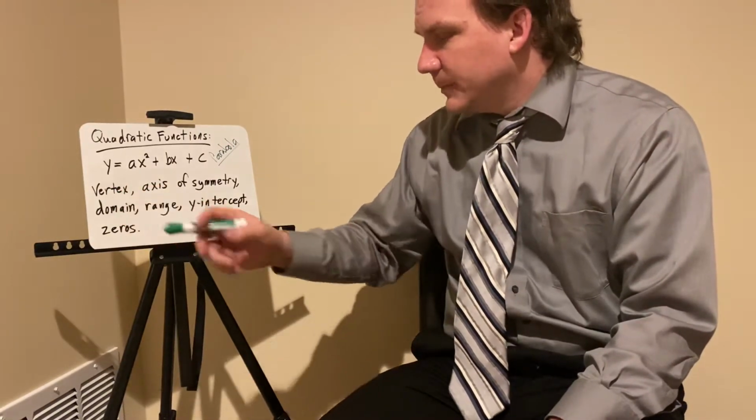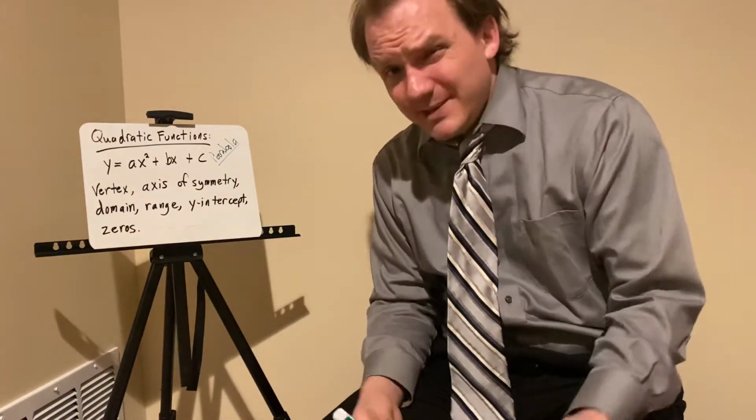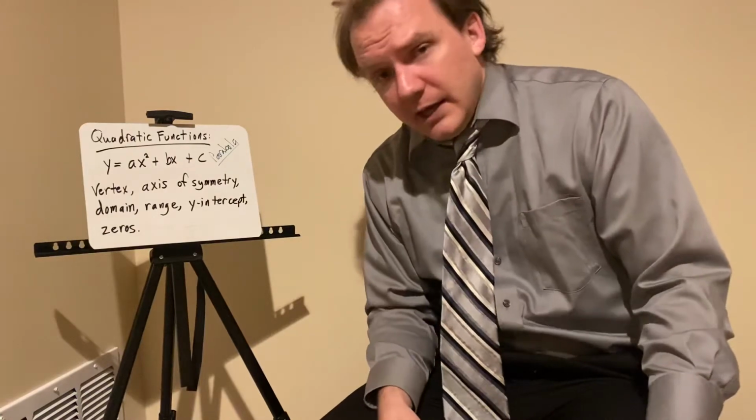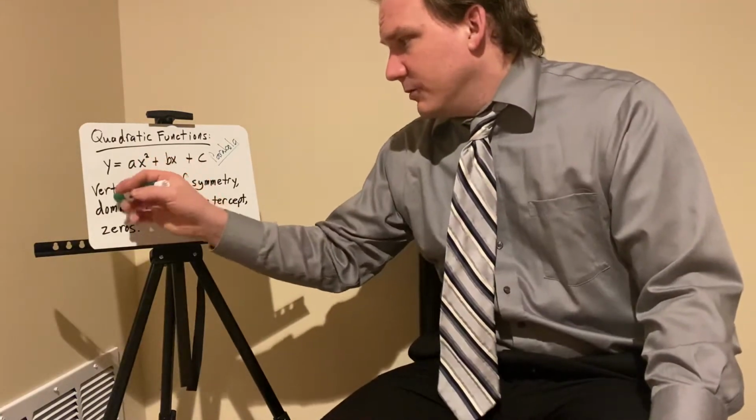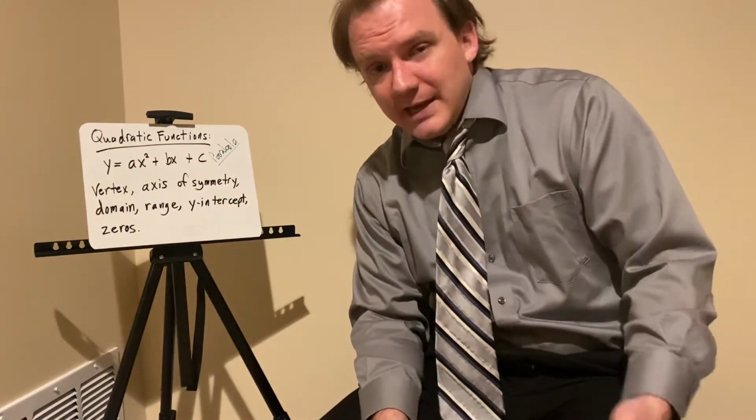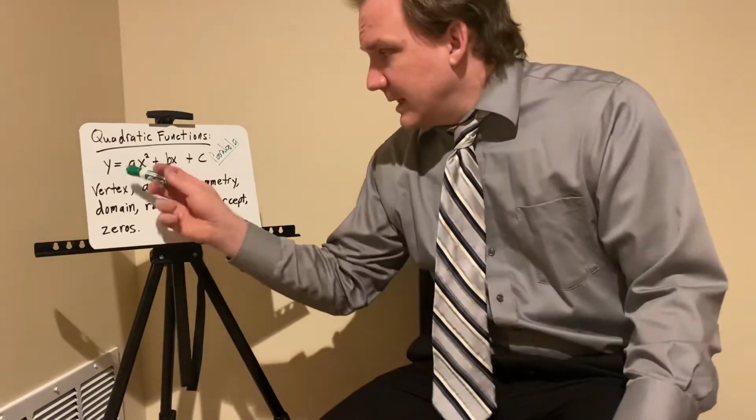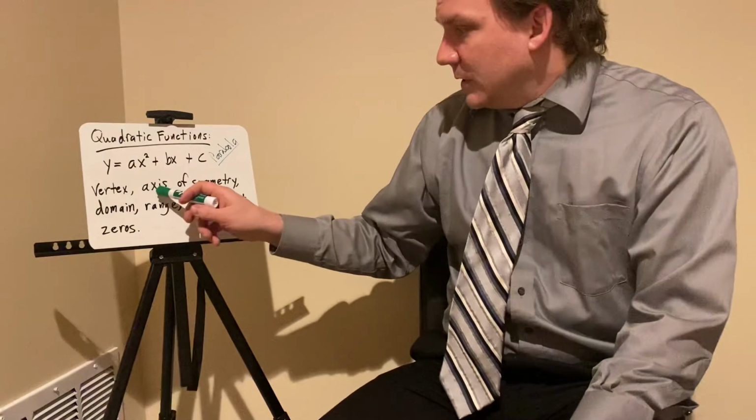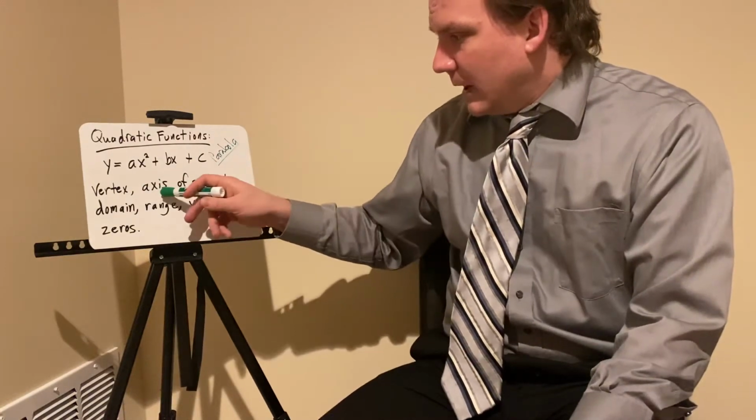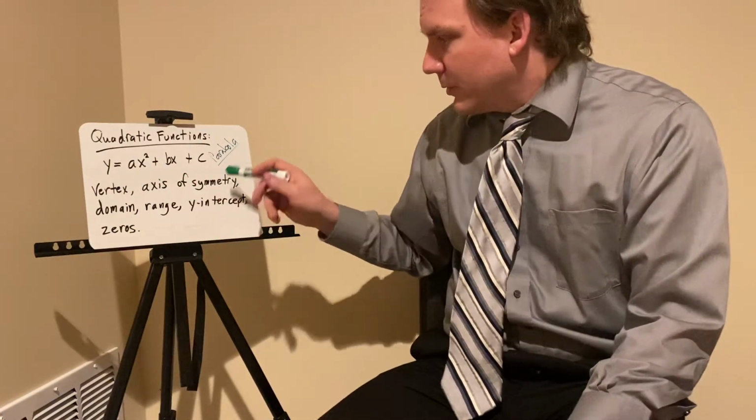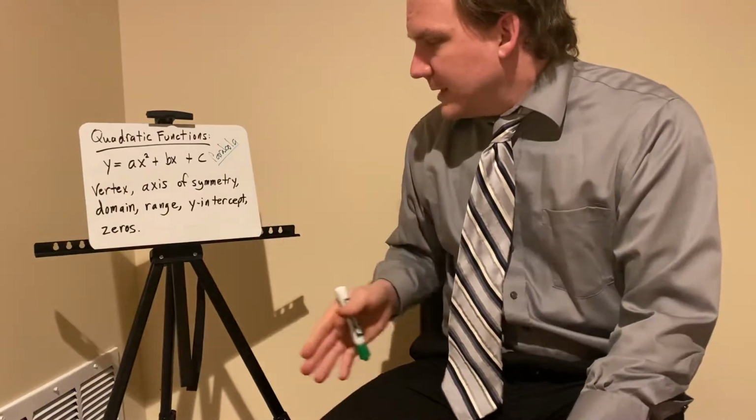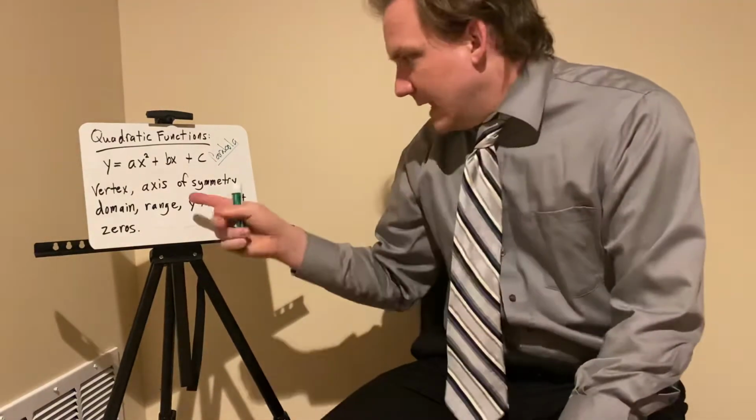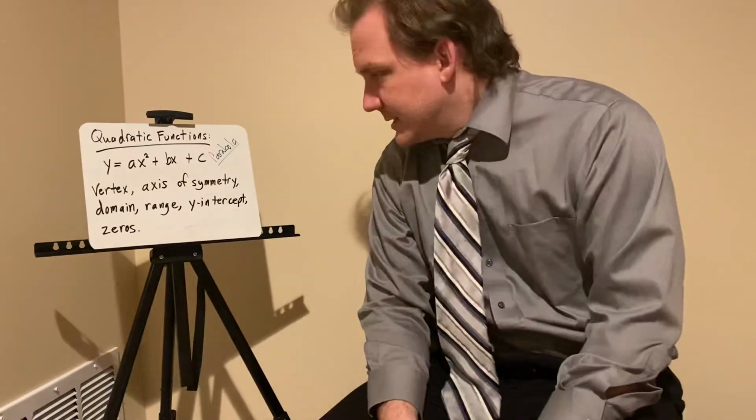The vertex, which is usually the same as the minimum or the maximum, depending on if a is positive or negative. If a is a positive value, your vertex is going to be a minimum. If a is a negative value, your vertex is a maximum. You'll see that in a second when I show you a graph of a parabola. Axis of symmetry: a parabola is a symmetrical figure, and so there's a vertical line called the axis of symmetry that you can fold it over on itself.